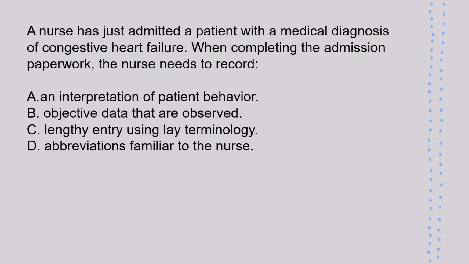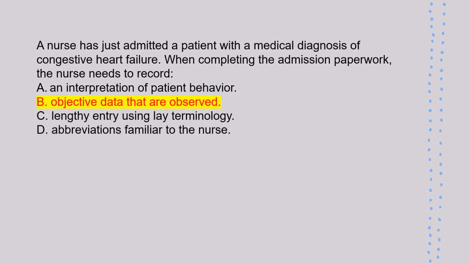A nurse has just admitted a patient with a medical diagnosis of congestive heart failure. When completing the admission paperwork, the nurse needs to record A. An interpretation of patient behavior. B. Objective data that are observed. C. Lengthy entry using lay terminology. D. Abbreviations familiar to the nurse. Answer B. Objective data that are observed.